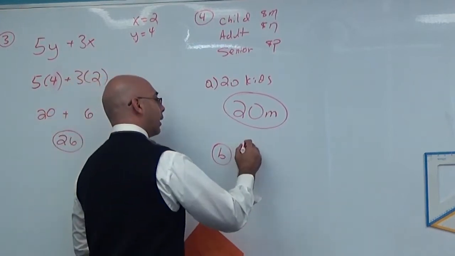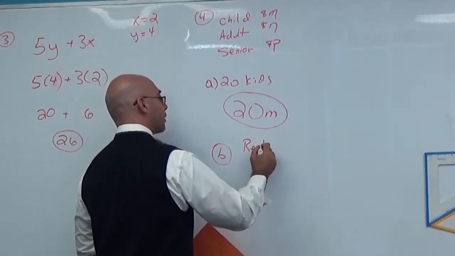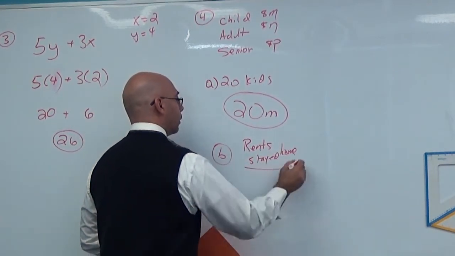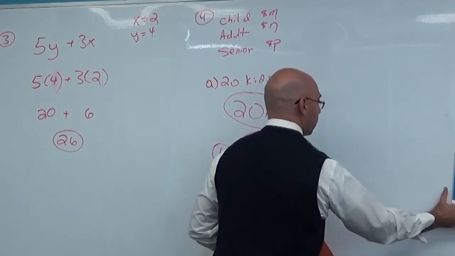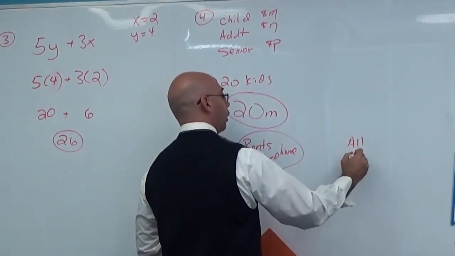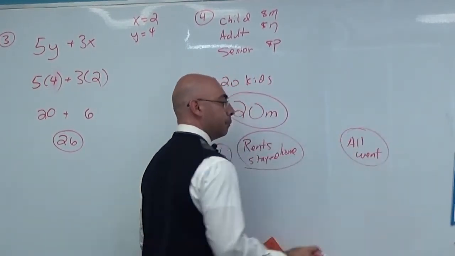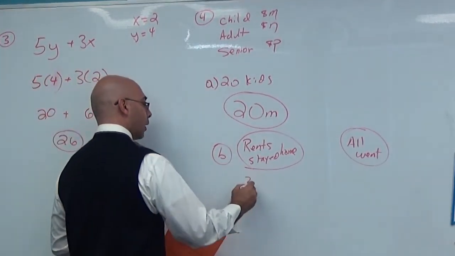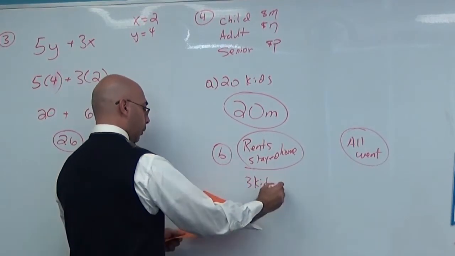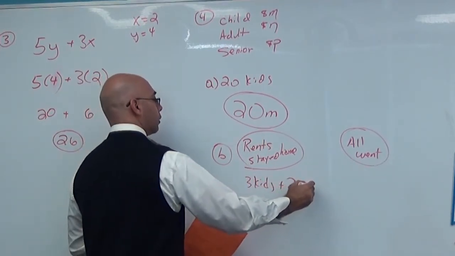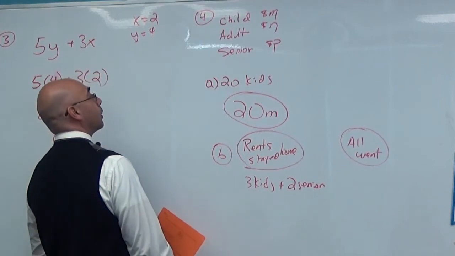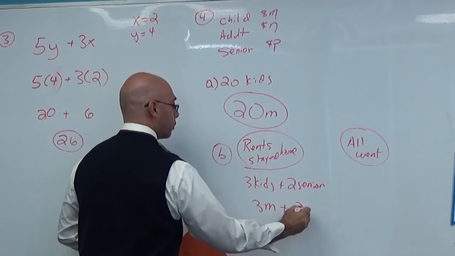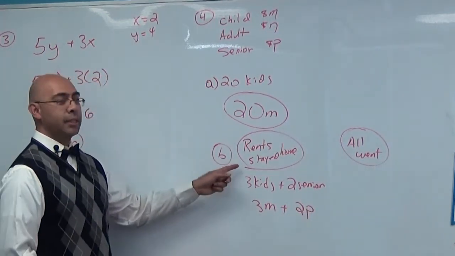So if the parents, we'll call them the rents, stayed home, or if all of them went. So if the parents stayed home, we have 3 kids plus 2 seniors. So kid is M, so it's 3M plus senior is P, 2P. That's if mommy and daddy didn't go with.